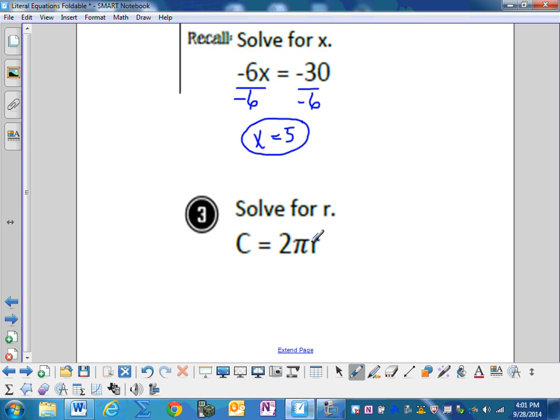So since r is what we're solving for and it's multiplied by 2 pi, we're going to divide each side by 2 pi. So c divided by 2 pi is equal to r.